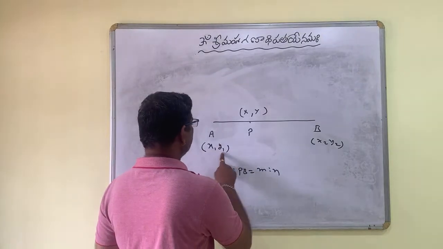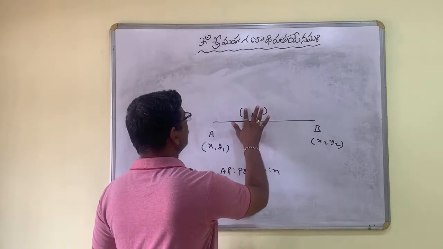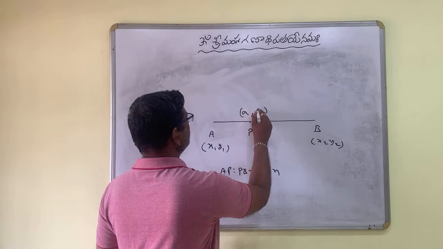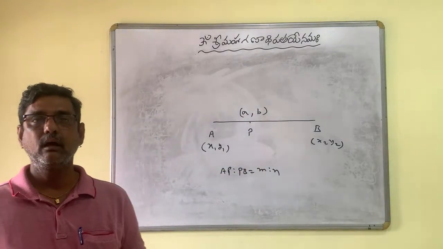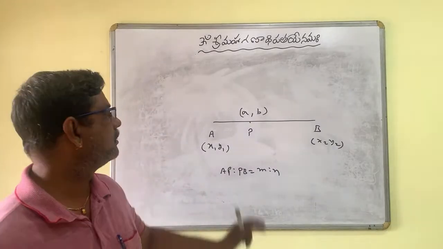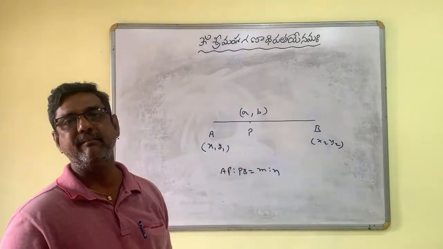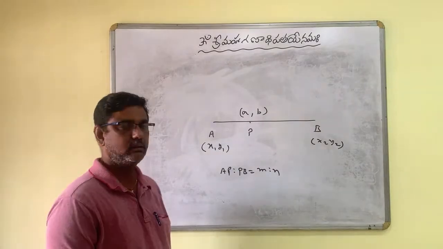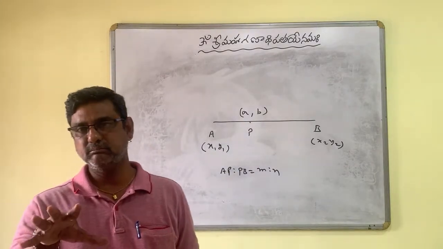If x1 y1, x2 y2, and x y here is confusing, let us assume the coordinates of P as a, b. I want to find out the coordinates of P, that is the x coordinate and y coordinate. We need to find out the a value and b value. This is the basic concept.